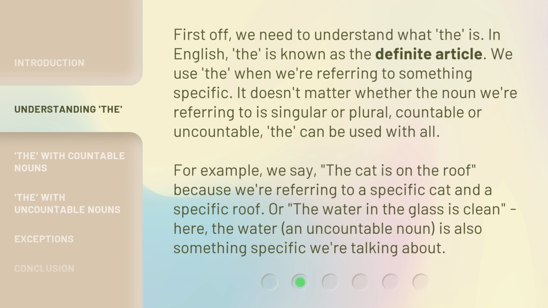First off, we need to understand what the is. In English, the is known as the definite article. We use the when we're referring to something specific. It doesn't matter whether the noun we're referring to is singular or plural, countable or uncountable. The can be used with all. For example, we say, "The cat is on the roof," because we're referring to a specific cat and a specific roof. Or, "The water in the glass is clean." Here, the water, an uncountable noun, is also something specific we're talking about.